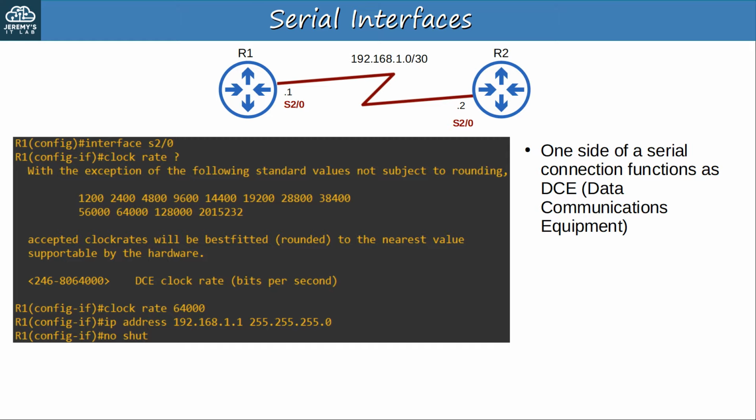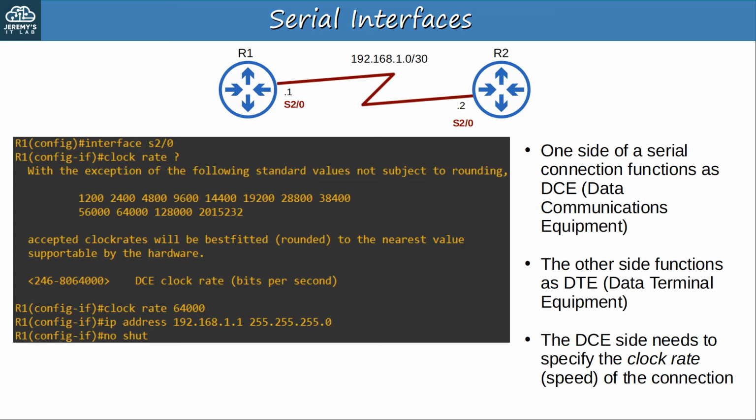First up, one side of a serial connection functions as DCE, which stands for Data Communications Equipment. The other side functions as DTE, which stands for Data Terminal Equipment. Why is this significant? Well, on serial connections, the DCE side needs to specify the clock rate, which is the speed of the connection. So, in this case, R1 has the DCE side of the cable, and therefore needs to tell R2 what speed the connection will operate at.